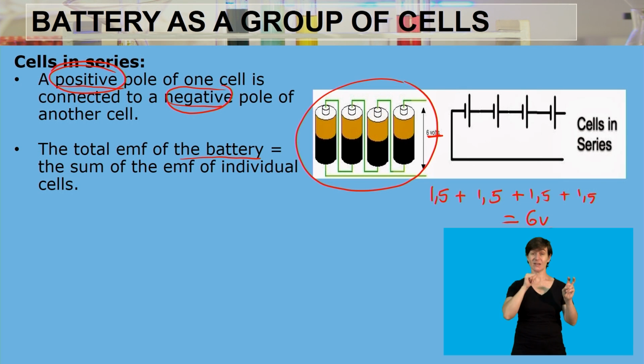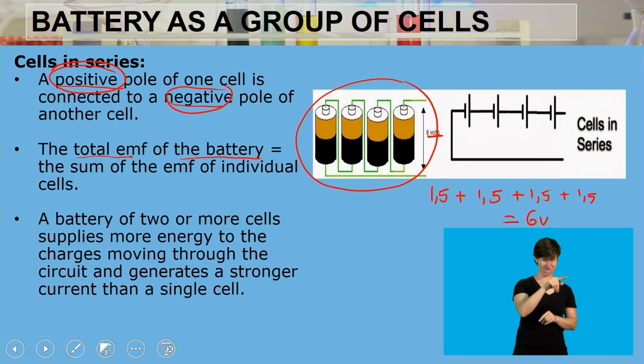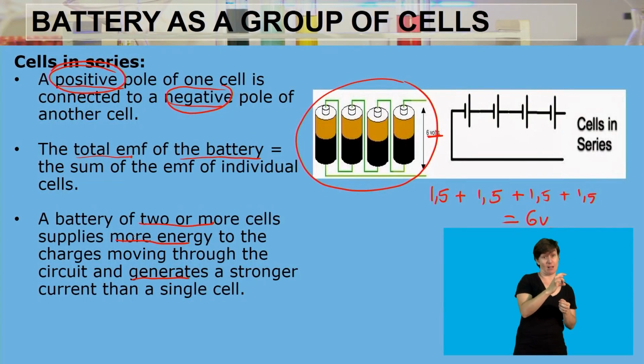As the statement says, the total EMF of the battery is equal to the sum of the EMF of the individual cells. In addition to that, a battery of 2 or more cells supplies more energy to the charges that are moving through the circuit, and that also generates a stronger current than a single cell. That means the more cells we add in a battery, the stronger the current that is going to be generated. So a battery of 2 or more cells supplies more energy as compared to just having a single cell.